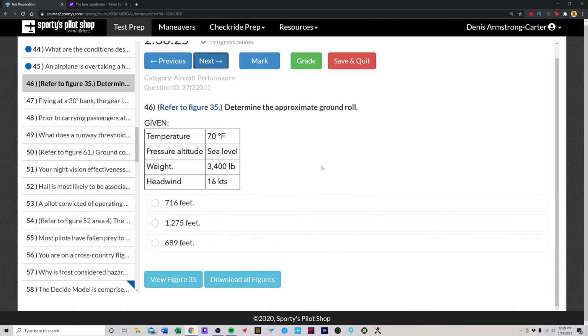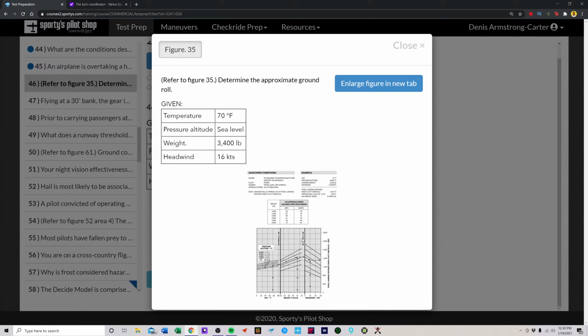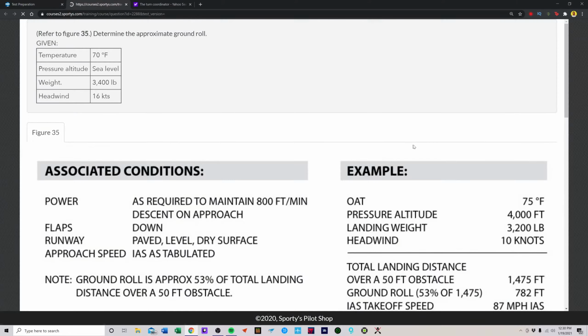Determine the approximate ground roll. These ones are interesting. I don't like these ones, but I can show you guys how to do this. This is a really common written question. You get these on the private, the instrument, the commercial, and the airline pilot test. You'll get it on all the tests. So might as well show you how to do this one.